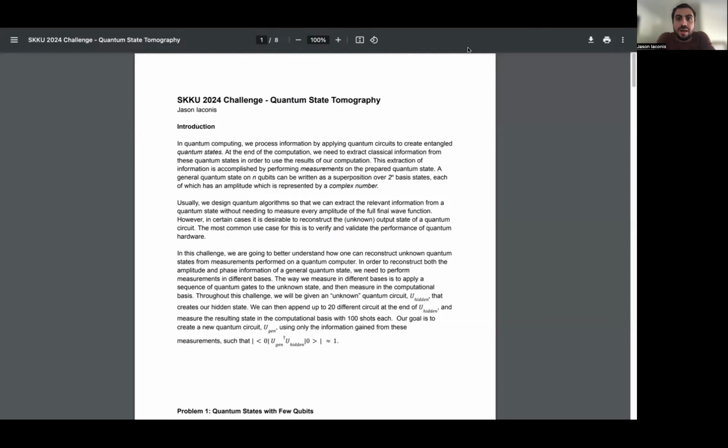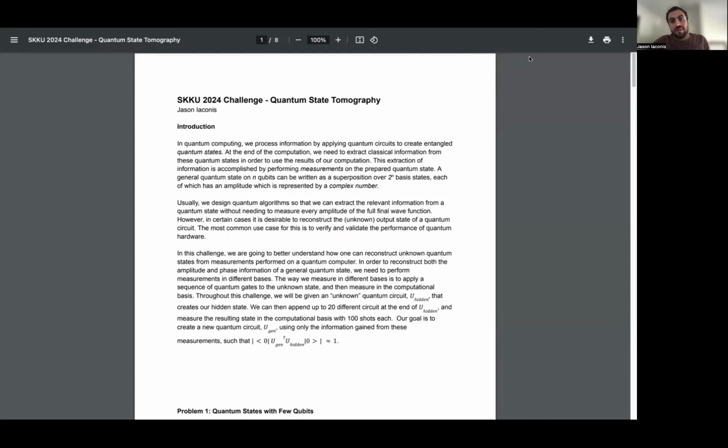Hello, everyone. My name is Jason Ikonis. I'm an application scientist here at IonQ, and I'm going to talk about the first of the three challenges that we are going to present this year. This challenge is on what's called quantum state tomography.